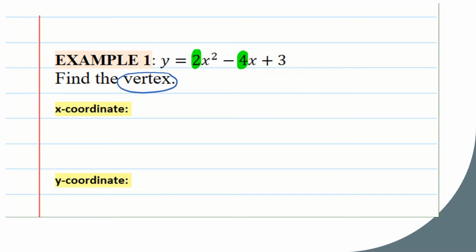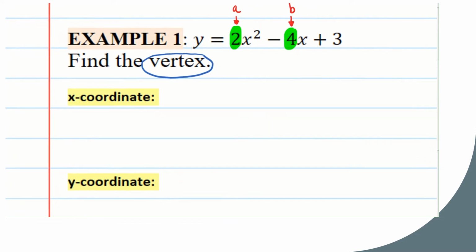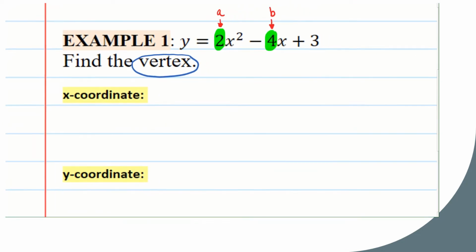For that, we're going to need our value for a, which is the number before the x squared, or the coefficient for x squared. And b is the coefficient, or the number before the x. So keep those numbers in mind, as we're going to need them for the formula to find the x-coordinate. Our parabola will open up and it will be the min for the vertex because a is positive. We can see here that a is positive too.